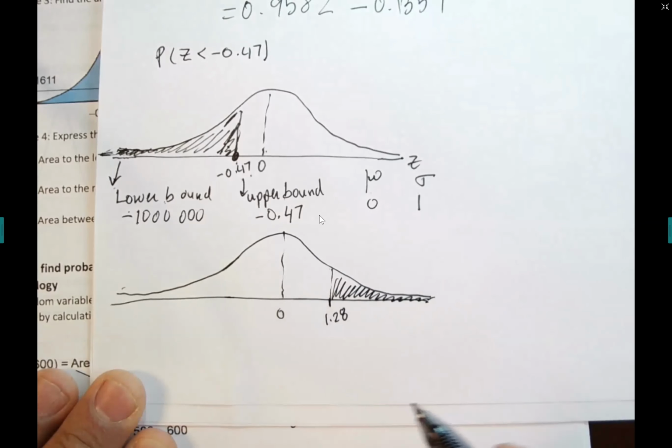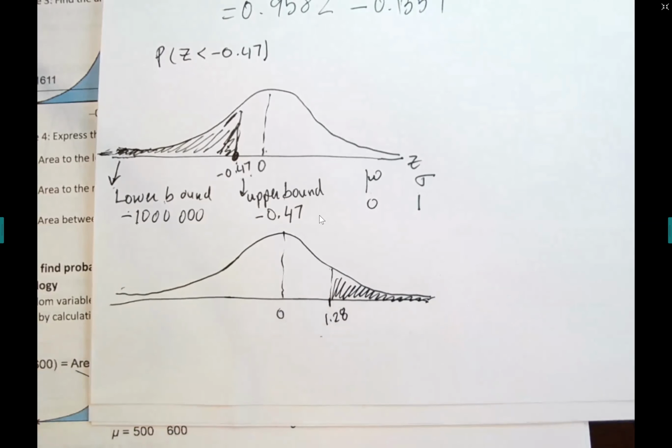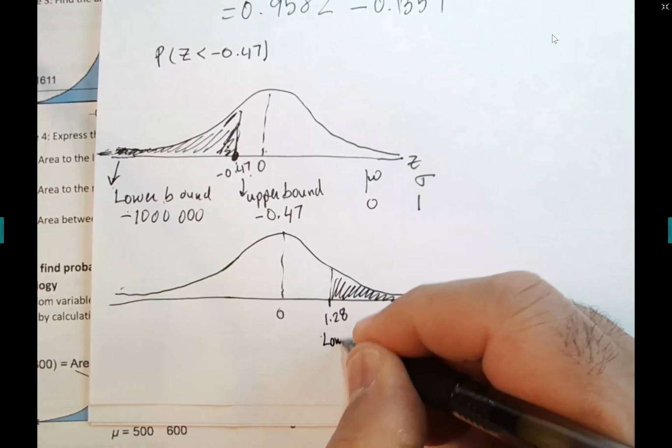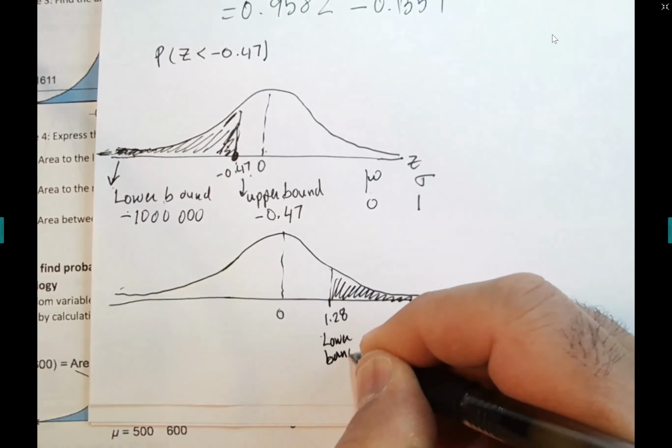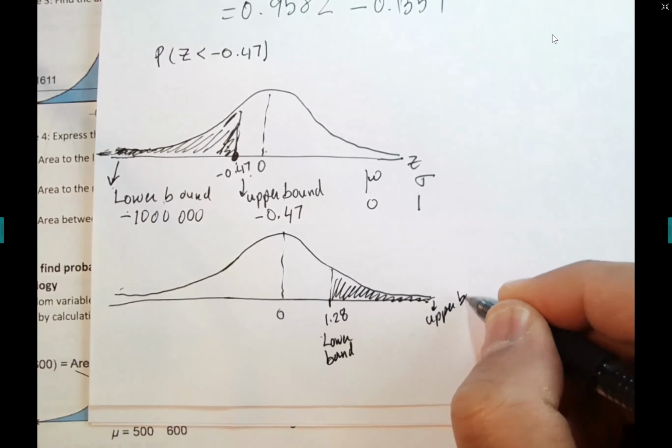Okay, guys, what's the lower bound? What's the upper bound here? Can you tell me what you think the lower bound is going to be? Okay, I see something in chat. 1.28, exactly. Makes sense. What's the upper? Positive infinity. Yes, so what would you want to use?